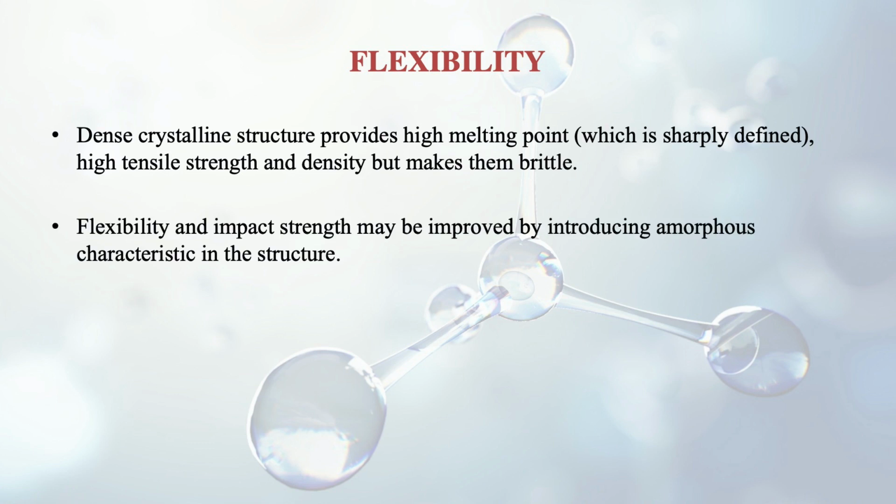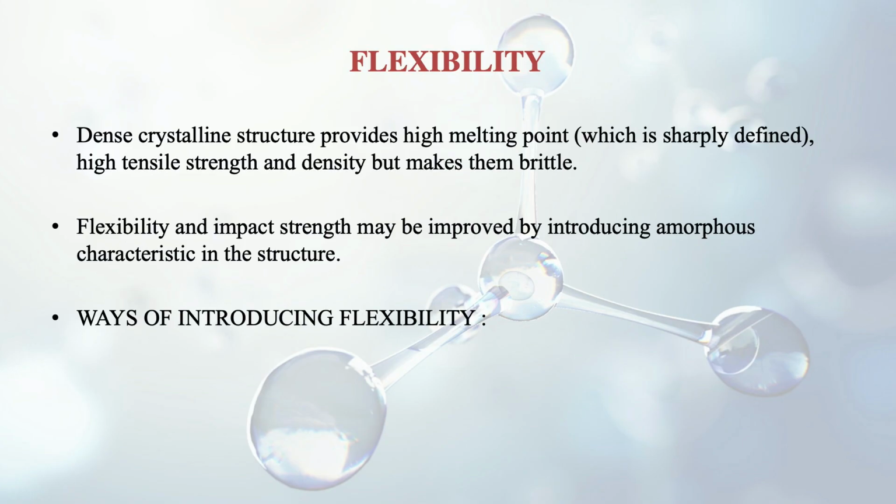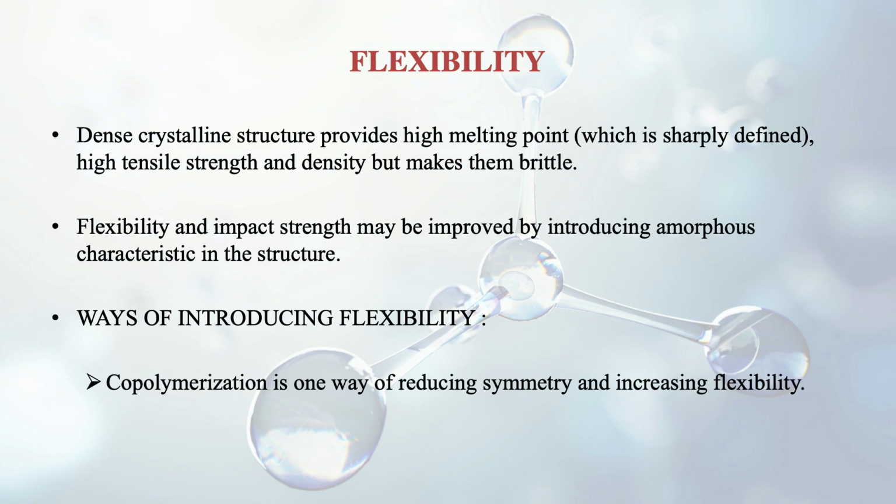So now we have to look at the property of flexibility to remove this brittleness. So flexibility and impact strength, how can they be improved? By introducing amorphous characteristics in the structure. Because amorphous, we saw, is compact, and it's difficult to displace the chains; displacement has to be made with quite a lot of effort. So if we make it amorphous type, then its ductility will also increase. So what are the ways of introducing this flexibility? One way is copolymerization, reducing the symmetry and increasing the flexibility, because symmetry was more in the crystalline one, not in the amorphous one.